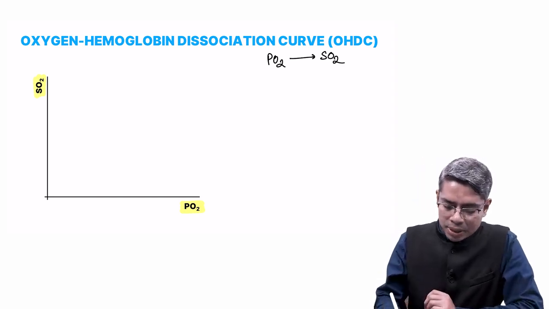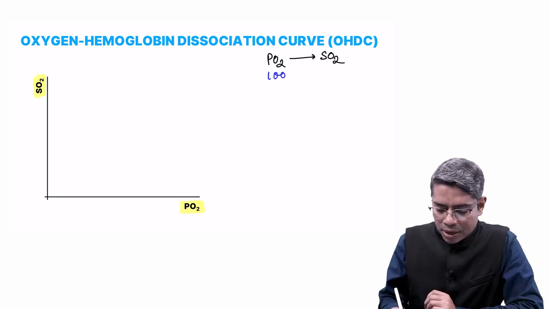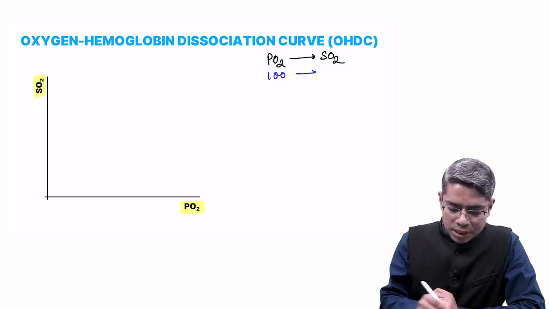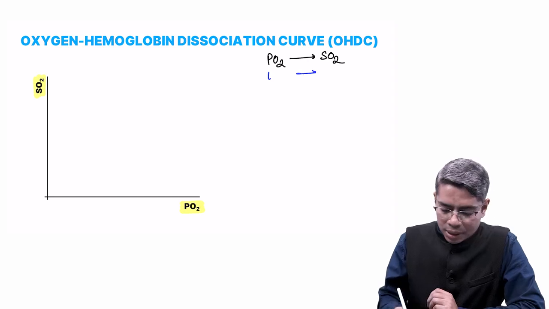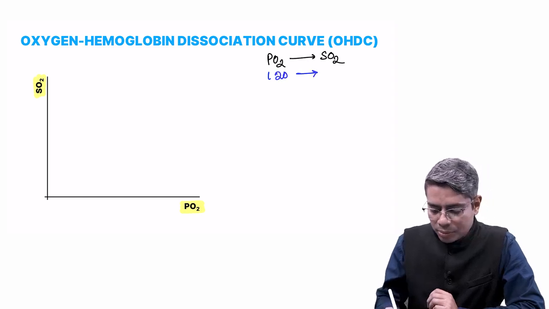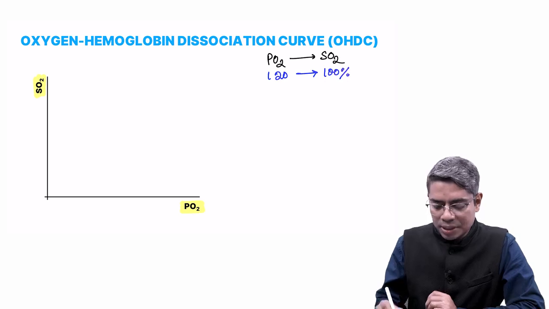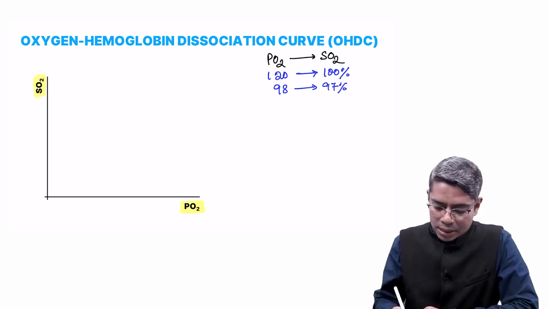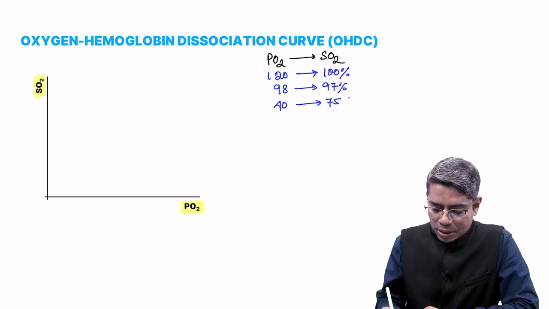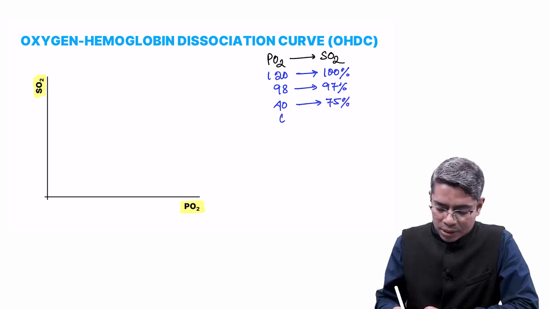Now tell me a certain number: if the partial pressure of oxygen is 100, if the partial pressure of oxygen is 120, okay, so I'll write here 120, then how much will be the saturation of hemoglobin? 100% saturation will be there. If the partial pressure of oxygen in the blood is 98 millimeter of mercury, then hemoglobin will be 97% saturated. If 40 is the partial pressure, then how much is the saturation? 75%. And if the partial pressure is 0, then the saturation will also be 0.